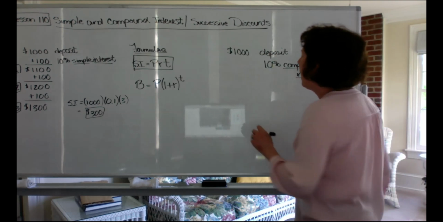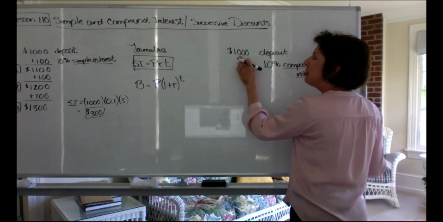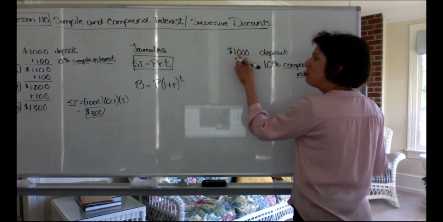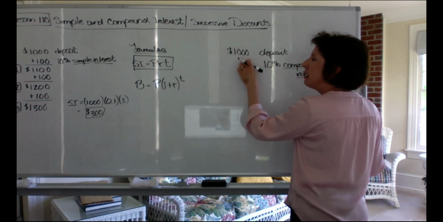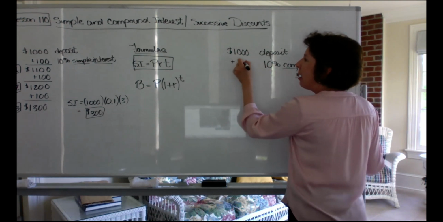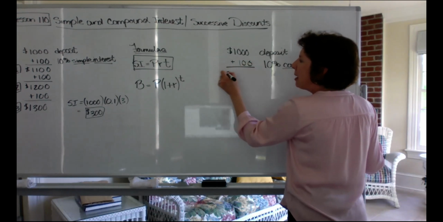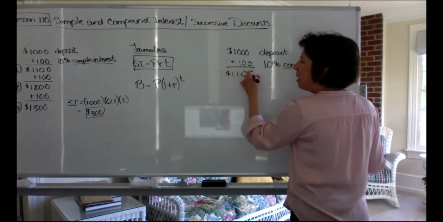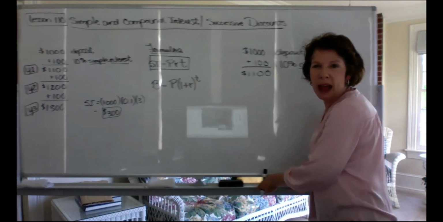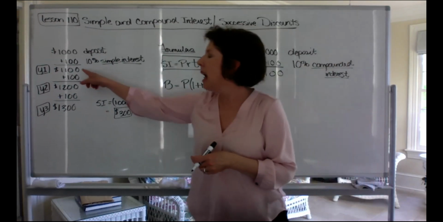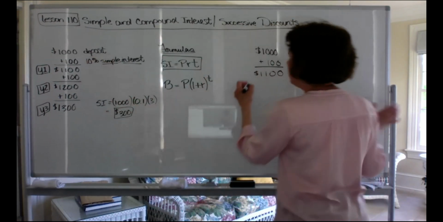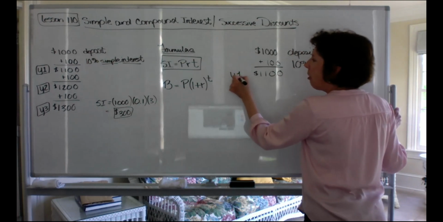For the first year, I'm going to figure out what my interest is by taking 10% of 1,000. I'm going to add $100, and I'm going to have $1,100 in the bank. Well, that is exactly what I had over here, wasn't it? I had $1,100 at the end of year one. So let's put year one. So you're like, oh, what's the big deal?